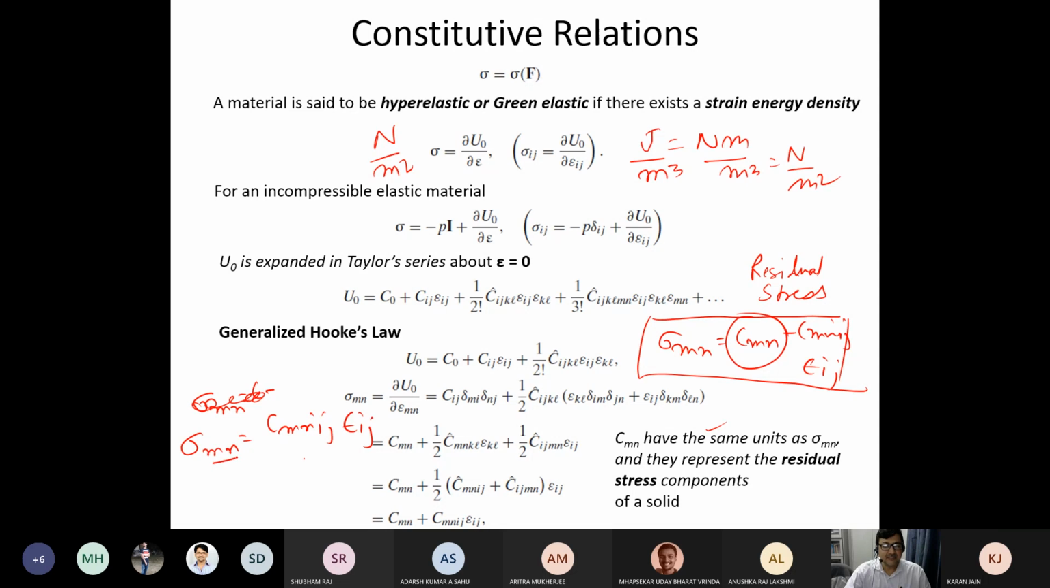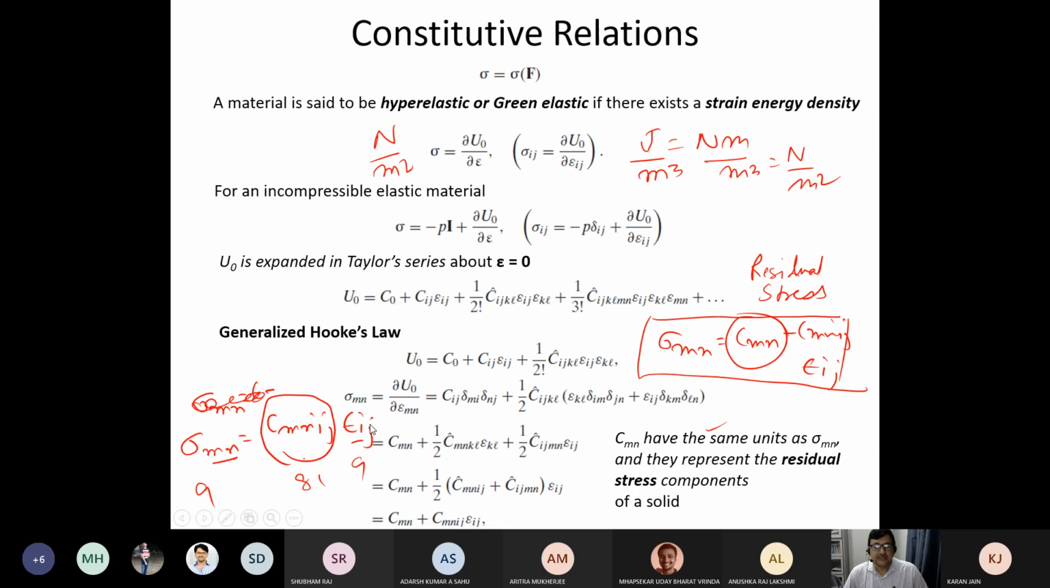Now mn, there are 9 components. ij, there are 9 components. So how many components will be Cmn ij? 9 into 9, 81. So there are 81 components. What is the Cmn ij? Anybody has any idea what is the Cmn ij? A 4D tensor. Tensor, fine, but what is this?